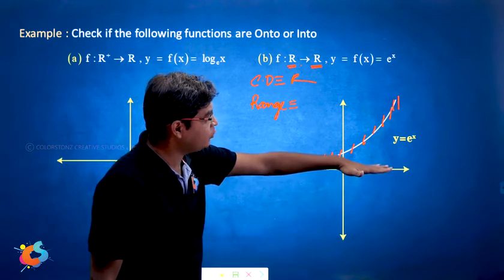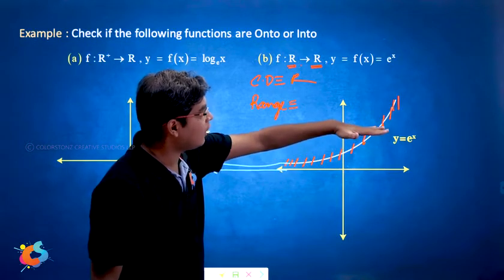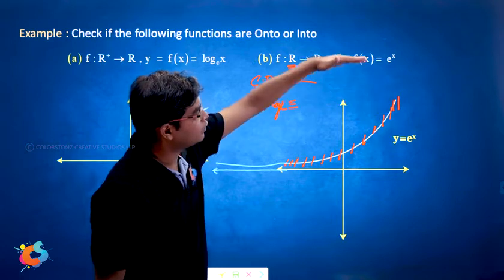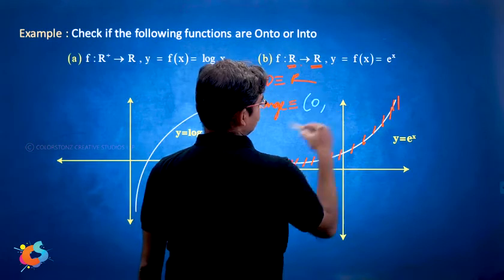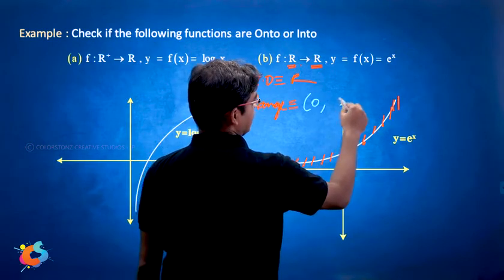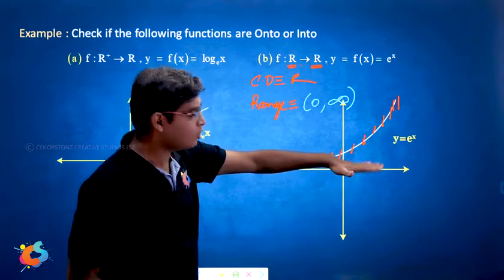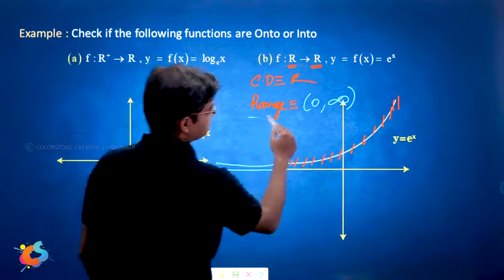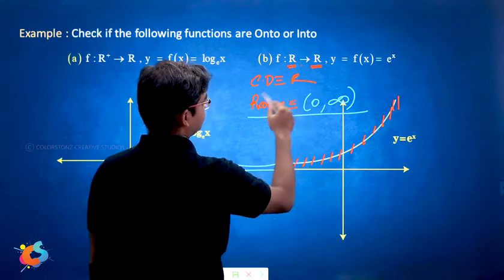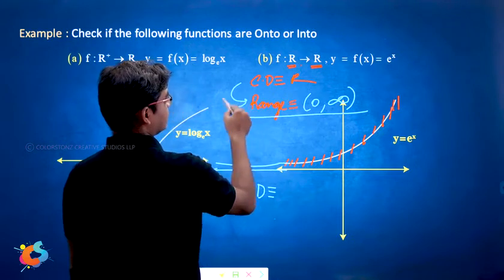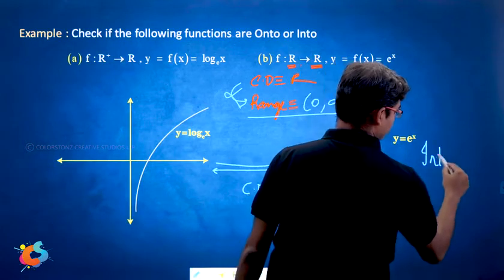And any value of y which is higher than this will be taken. And like this, as you go on and on, they will be taken, and it goes on till infinity, right? So any value more than 0, that y value is taken, and all the y values till infinity are taken from 0 open. So here the range is 0 to infinity. What is the codomain? Codomain is what we have written here. So these two are not equal. That means this is an into function.